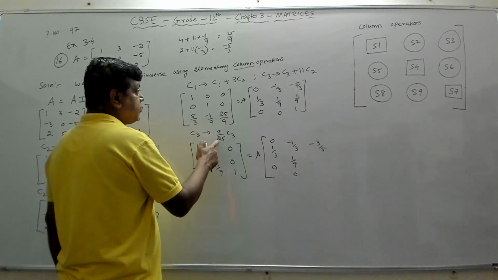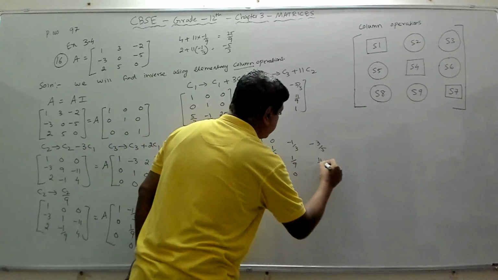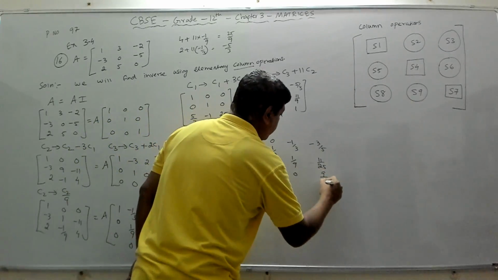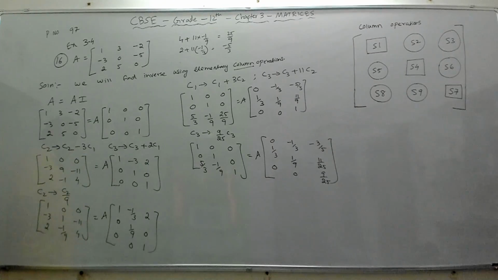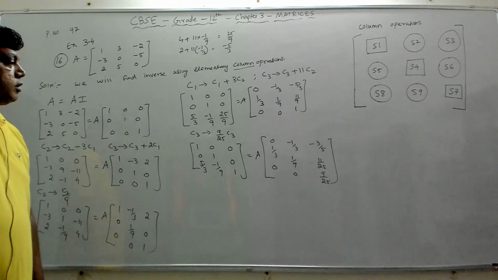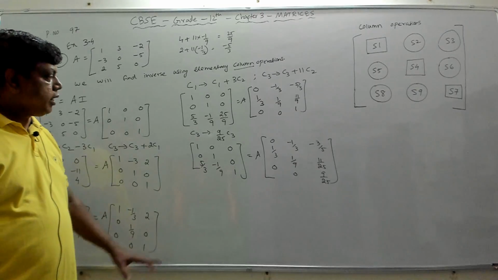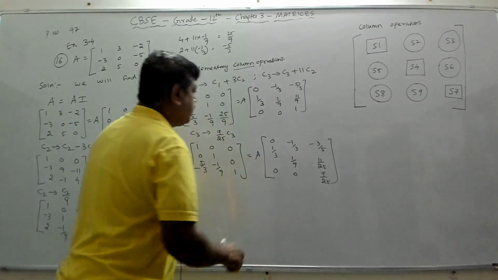Then again 9 by 25 into 11 by 9. 9 will get cancelled, I will get 11 by 25. Then 1 into 9 by 25, I will get 9 by 25. Clear? Fine. So this is what we have at this point in time. 0, 0. Write it properly. Okay?